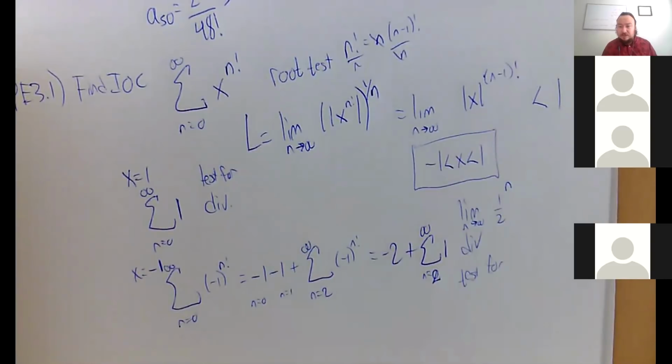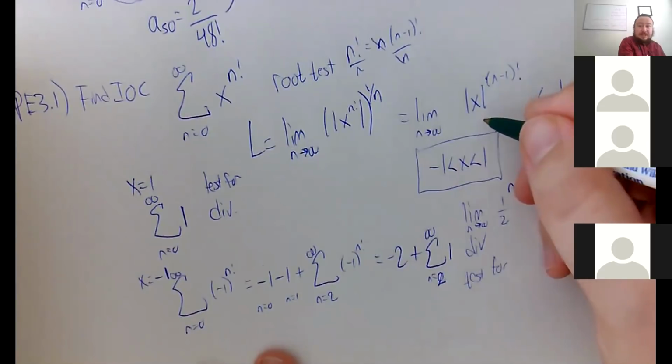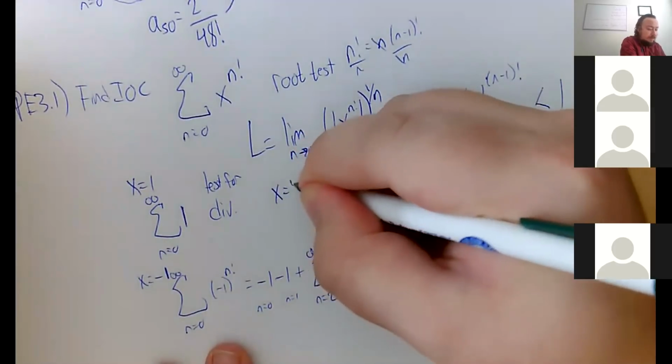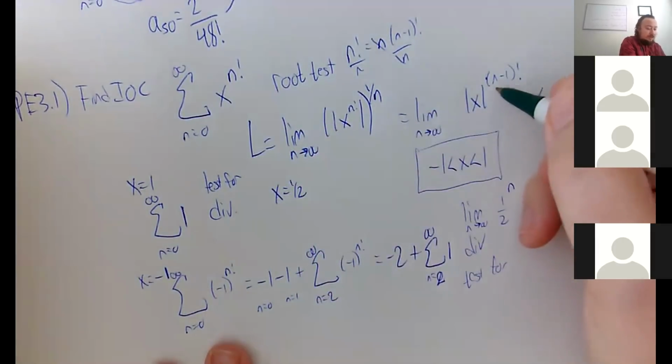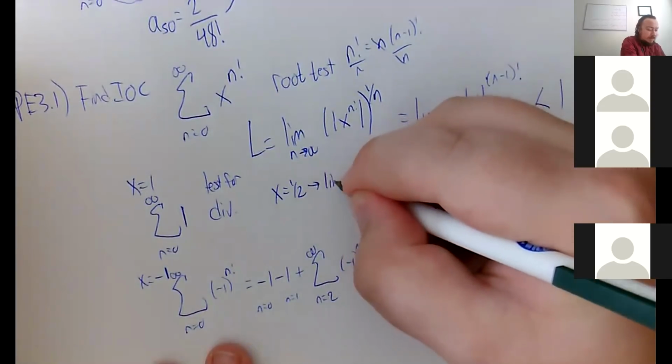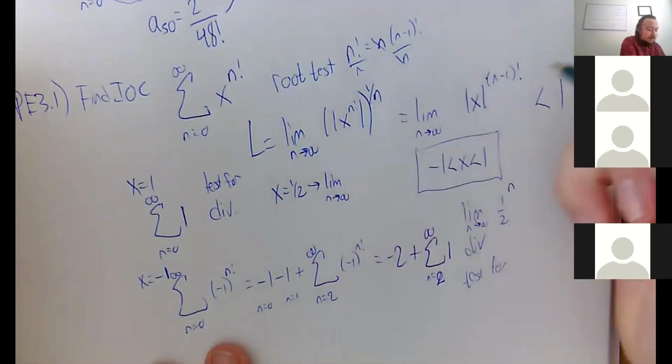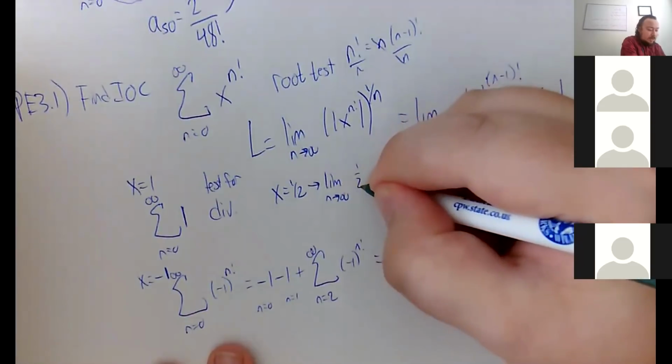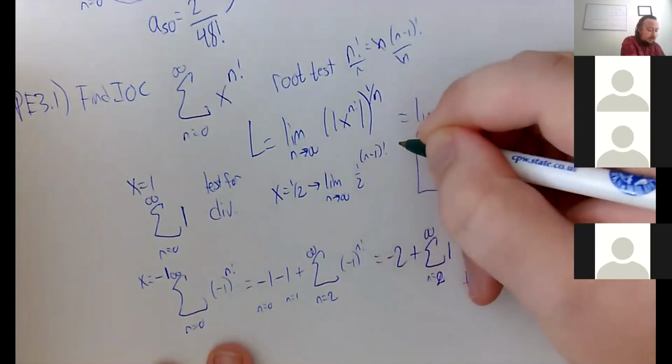Oh, I'm still a little confused. Can you write it down, like an example? Yeah, sure. So for example, let's say I decide to plug in x equals 1/2. So if I plug x equals 1/2 in here, then I have the limit as n goes to infinity of (1/2) to the n minus 1 factorial.